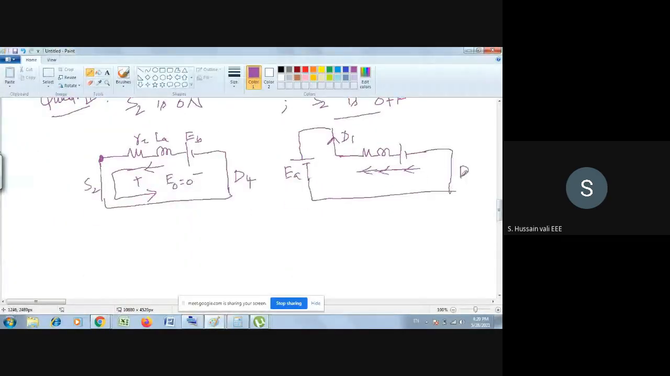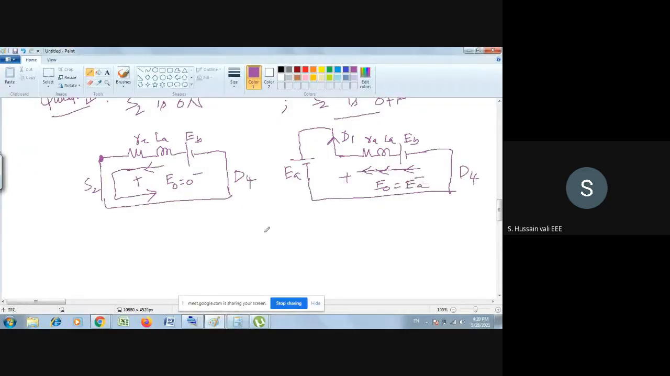This is the closed path. So D1, D4 and RA, LA, EB in this direction. The direction is the same as the previous one. But in this case, what is E naught? If you apply KVL here, E naught is equal to EA. That's it.